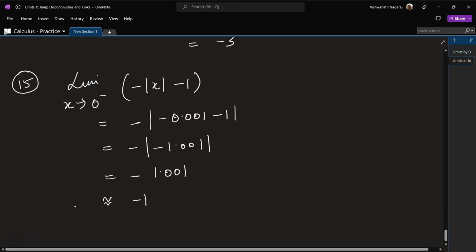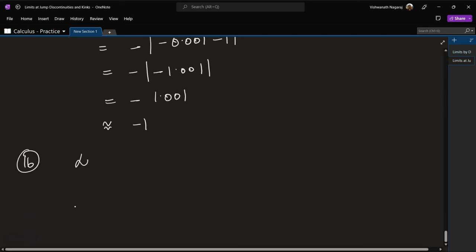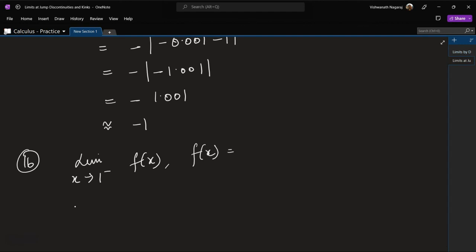See, the more decimal places we go to, the closer it becomes to minus 1. Okay, 16th one. Limit as x approaches 1 from the negative side of f of x, where f of x is equal to x plus 1 when x is less than or equal to 1, and minus 2x minus 2 when x is greater than 1.